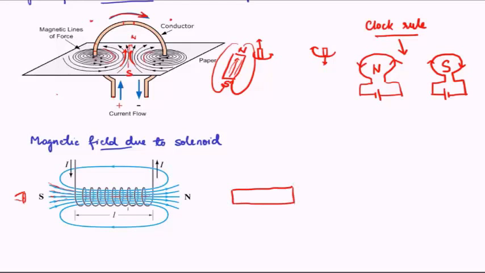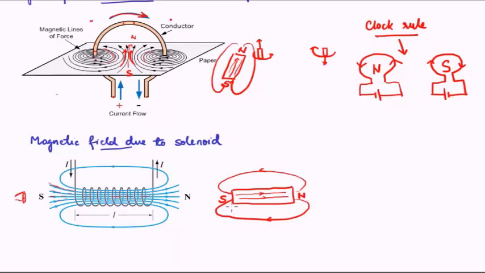So instead of this, we can place a bar magnet with this as the south pole and this as the north pole, and that will result in a magnetic field inside the magnet from south to north and outside the magnet from north to south, very similar to the nature which we are observing here. Therefore, the magnetic field due to a solenoid is very parallel to the magnetic field due to a bar magnet.